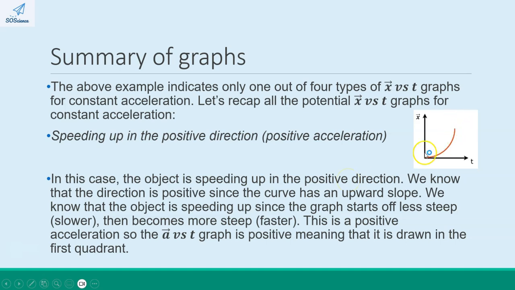Now we know that the direction is positive because it is a curve with an upward slope. We also know that the object is speeding up because the graph starts off less steep and then it becomes more steep. What I mean by that is if you had to make a little tangent here, and a little tangent here, this one over here is a lot steeper than this one over here. This one here has a much sharper angle than this one here. So that tells us that the object starts off more slowly and then the object speeds up.